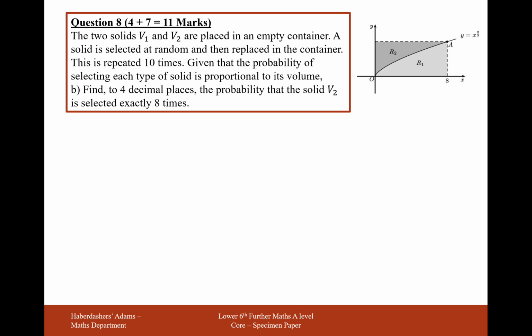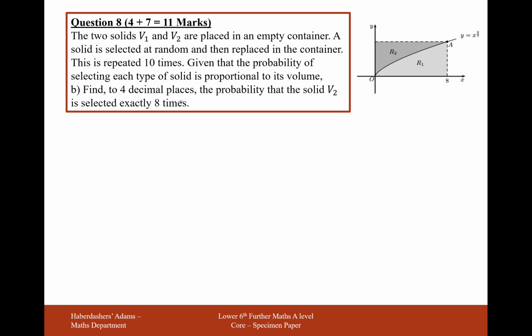Part B, the two solids V1 and V2 are placed in an empty container. A solid is selected at random and then replaced in the container. This is repeated 10 times. Given that the probability of selecting each type of container is proportional to its volume, find, to 4 decimal places, the probability that V2 is selected 8 times.